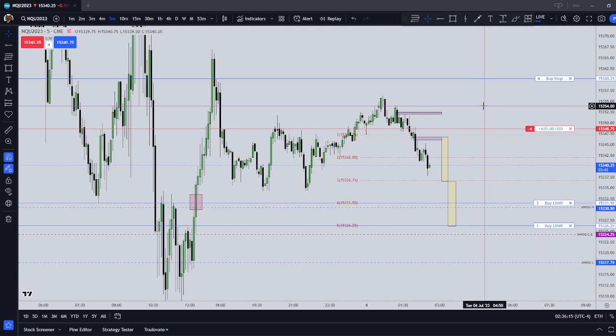It's not the PD arrays, guys. It's not the order block. Where is it going? Where does it want to go? Inefficiency or liquidity? It's going somewhere, guys.